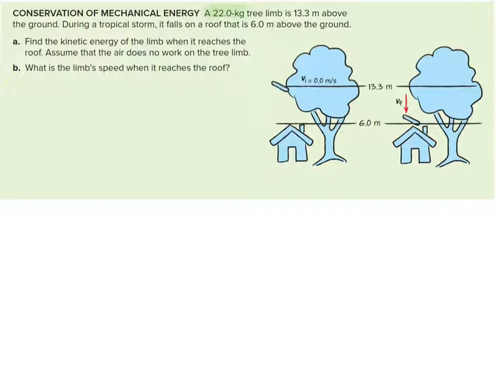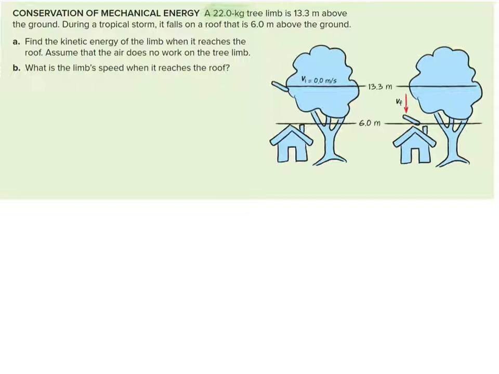A 22 kg tree limb is 13.3 meters above the ground. During a tropical storm, it falls on a roof that is 6 meters above the ground. That's what our situation is. Find the kinetic energy of the limb when it reaches the roof. Assume that the air does no work on the tree limb. That's our part A. Part B, what is the limb's speed when it reaches the roof?